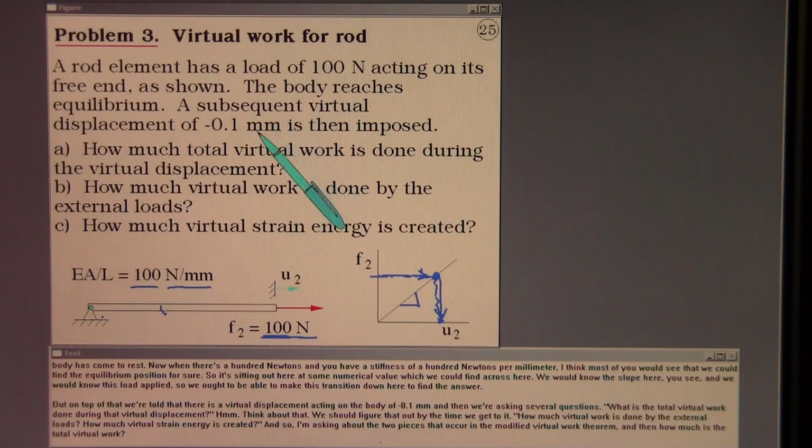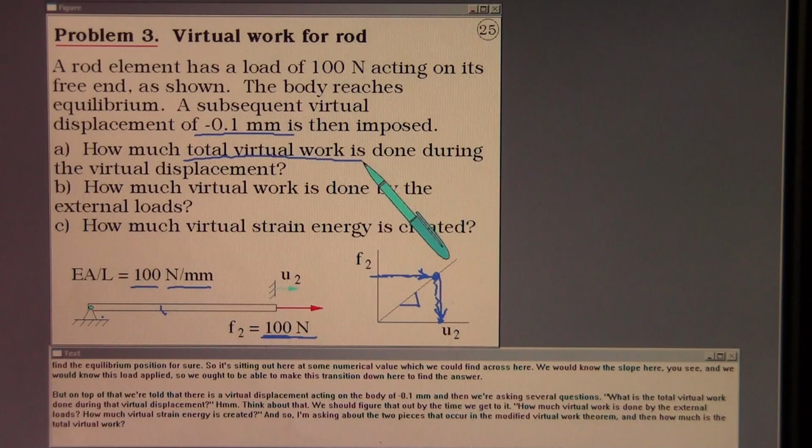But on top of that, we're told that there's a virtual displacement acting on the body of minus 1/10 of a millimeter. And then we're asking several questions. What is the total virtual work done during that virtual displacement? Think about that. You should figure that out by the time we get to it.